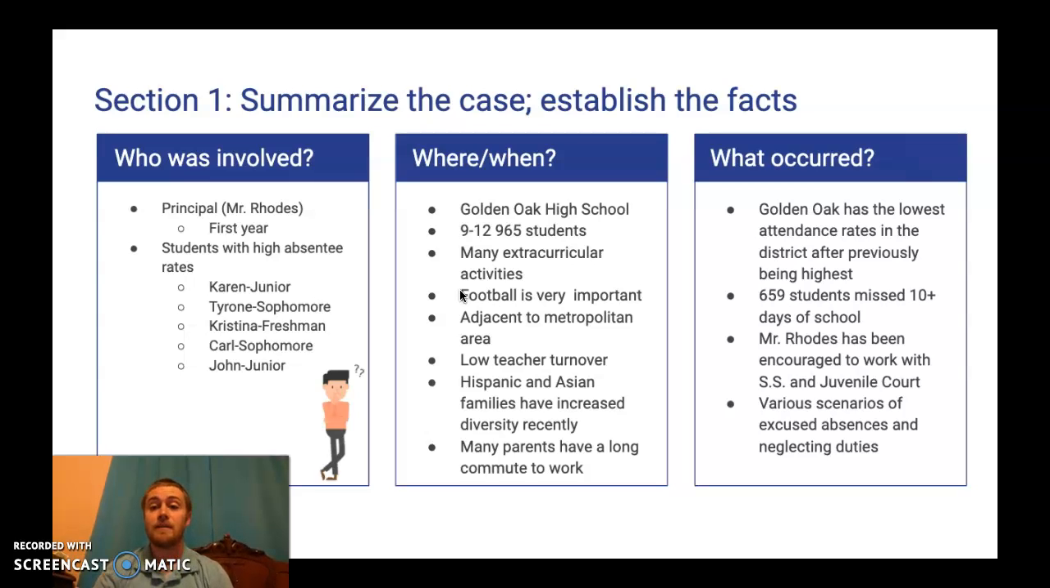Golden Oak has the lowest attendance rates currently in the district after previously being recognized for having the highest attendance rates. So 659 students missed 10 or more days of school, which is a significant number. Mr. Rhodes, myself, has been encouraged by my superintendent to work with social services and juvenile court to remedy the scenario. There are various scenarios of excused absences that should not be classified as excused, as mentioned before, and neglected duties such as the counselor and teachers failing to report good attendance data.